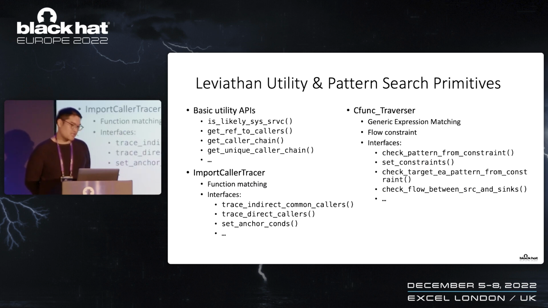So this is our utility and search primitives provided by Leviathan. Basic utility APIs are essentially just wrappers around IDA Pro's APIs for our needs. Import caller tracer is the helper that performs function matching, as well as common caller tracing. Conditional checks on the arguments and values are actually done by cfunc traverser. Cfunc traverser is the soul of Leviathan. It provides APIs that users can use to do function matching, call pattern search, as well as intent analysis.